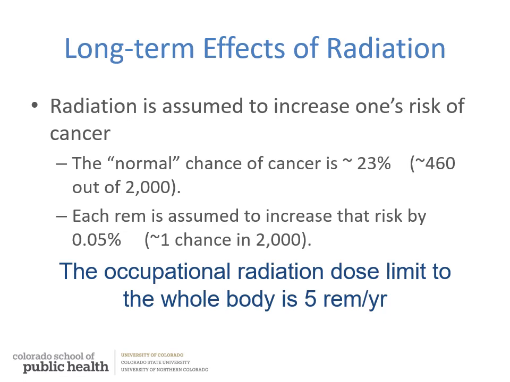So the long-term effects of radiation are in contrast to the acute ones. Radiation does, in the chronic sense, increase one's risk of cancer. Now, your normal chance, quote unquote, of cancer is about 23%, or 1 in 4 over your lifetime. Or in this case, it says, a little more precise, 460 out of 2,000. So each rem of exposure is assumed to increase risk by about 0.05%, or about 1 chance in 2,000.